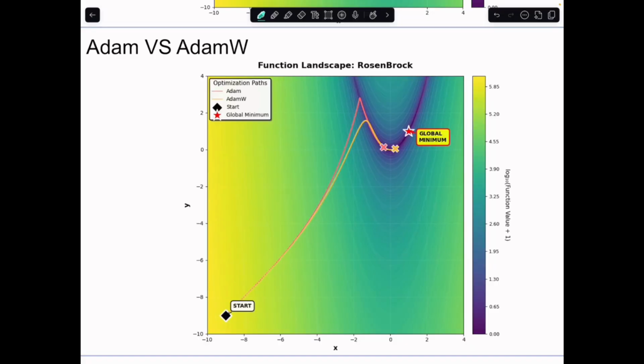And lastly, we're comparing Adam versus Adam with weight decay. These two paths: the pink line is Adam, and the orange line is Adam with weight decay. As you can see, at the beginning they start very similar, but with weight decay as a regularizer, AdamW is able to go towards the global minimum faster than Adam.